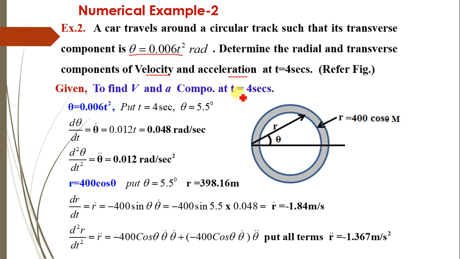So here to find the V and A components, θ is given. Substituting the value of t as 4 seconds, θ is equal to 5.5 degrees. Then we determine θ dot and θ double dot, substituting t as 4 seconds, and we get those two values. Then the expression for r is given as 400 cos θ meters. In that we calculate r dot and r double dot. Here, taking the derivative of 400 cos θ, the derivative of cos θ is minus sin θ, and the derivative of θ is θ dot.